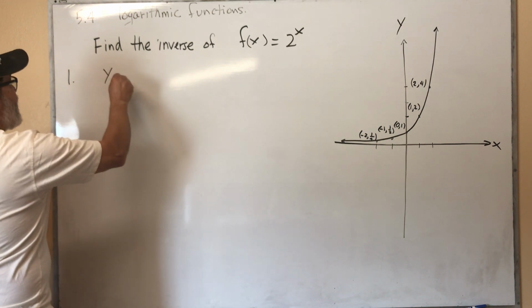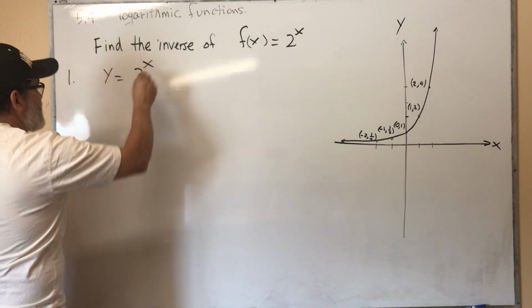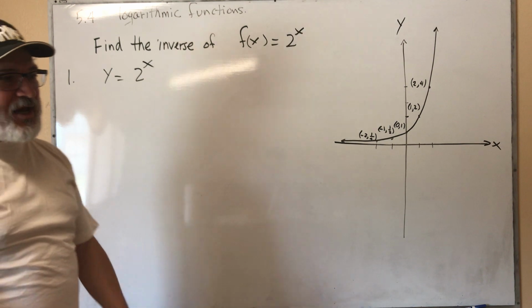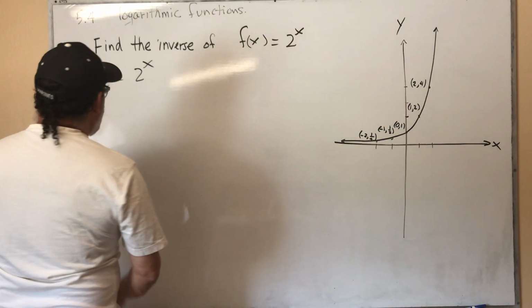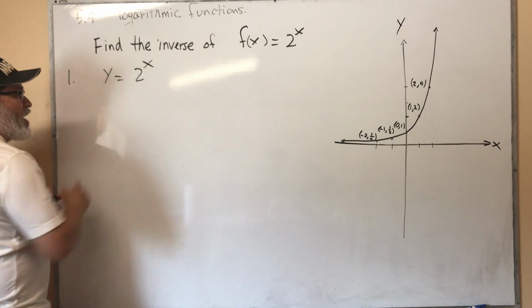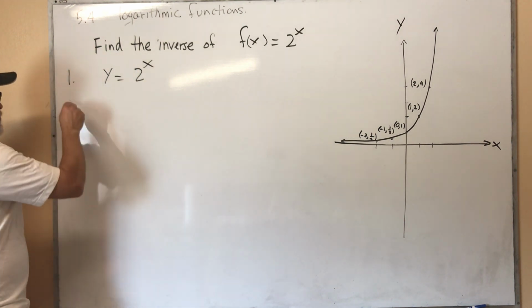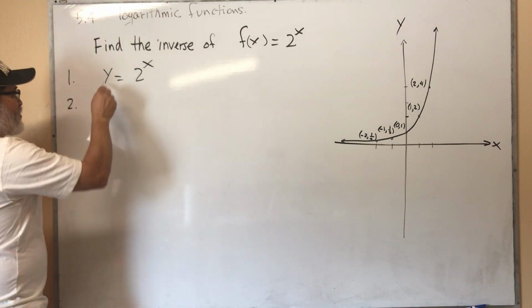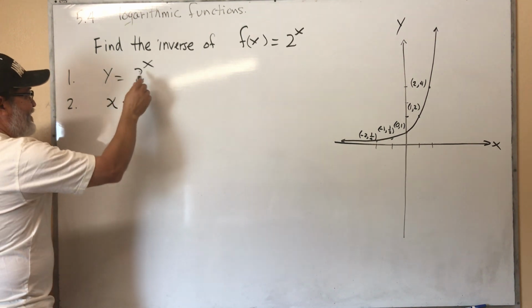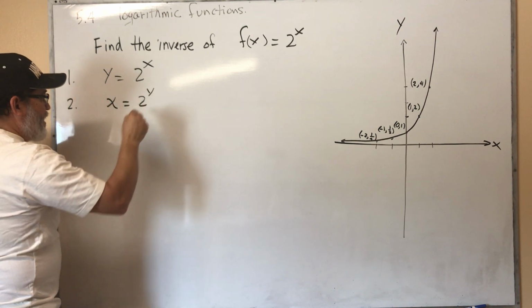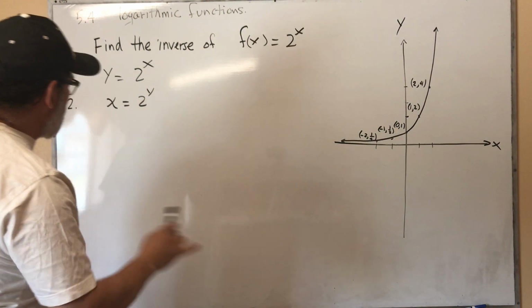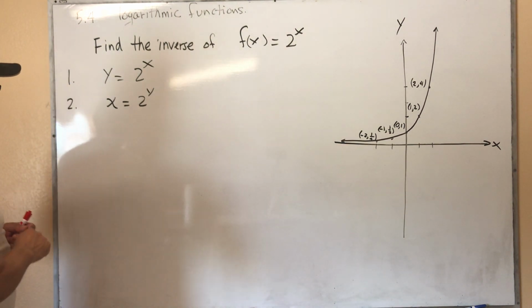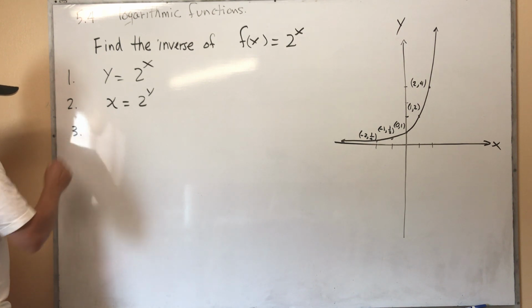Y equals 2 to the x. Let f of x equal y. Step number 2, interchange x and y. This y becomes x, this x becomes y. That's step number 2. Step number 3, solve for y.